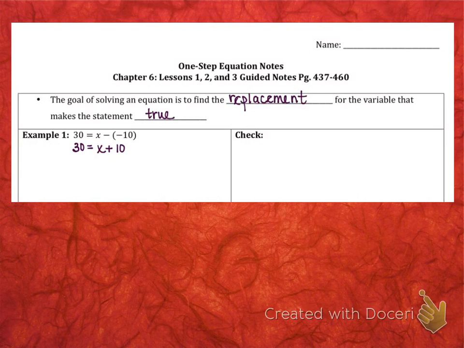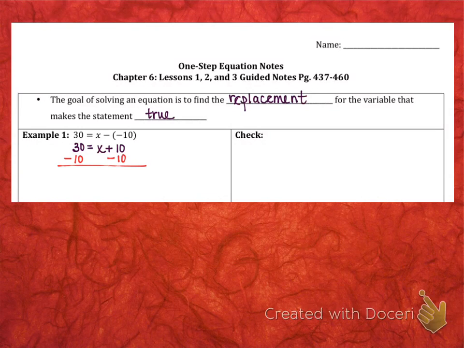So the problem here is this plus 10, and I want to undo the plus 10. In order to undo the plus 10, I want to make plus 10 into 0 to get x alone. So to get rid of it, I'm going to do the opposite operation, the inverse operation of addition. I'm going to subtract 10. But if I do that to the right side of the equation, I also have to do that over on the left side.